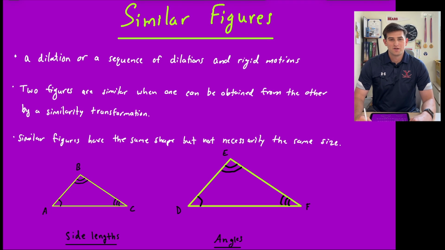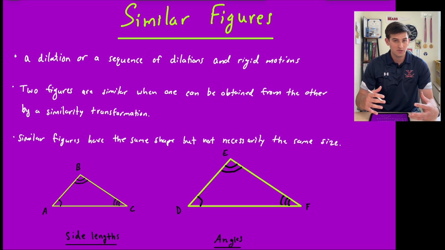Hello everyone, in this video we're going to talk about similar figures. So how do we get a similar figure, or what two shapes would be similar figures? Let's start off with our first bullet point. It says a dilation or a sequence of dilations and rigid motions would take us from one shape to another shape, and those two shapes would be considered similar.